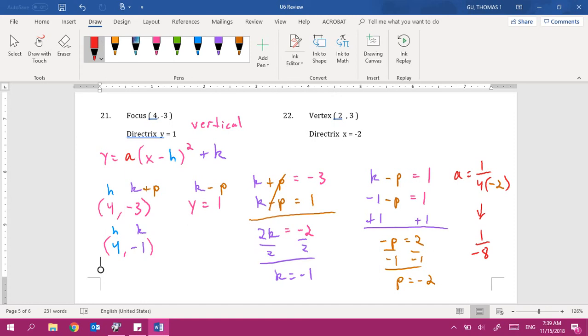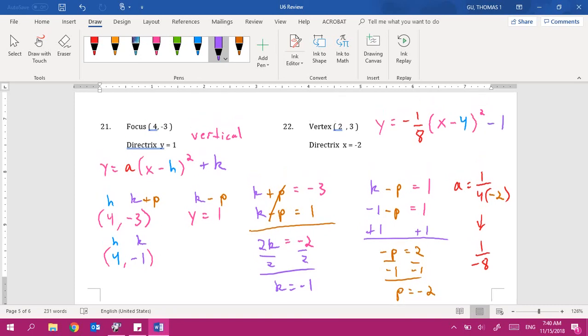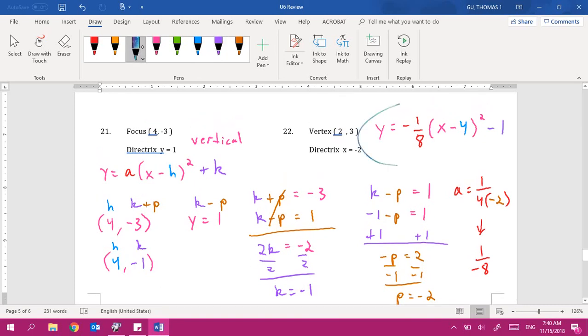So that's enough to write the equation because now I have h, now I have k, now I have a. So what is the equation for the parabola? So just -1 over 8, parentheses, x minus 4, squared, minus 1, right? Because k was -1, and that is your equation.